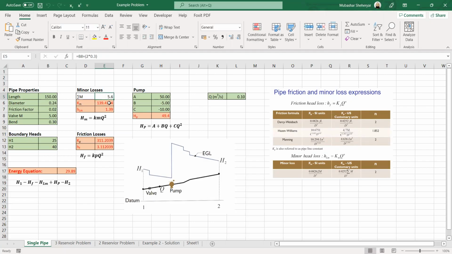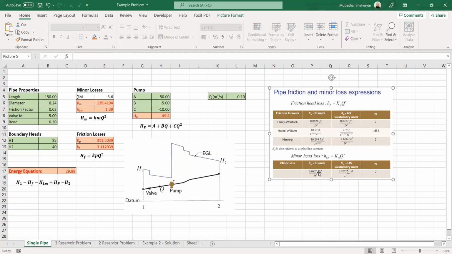So by using the minor losses equation, 0.0826 into the sum of minor losses divided by the diameter raised to power 4, we get this value. This is basically the coefficient of minor losses, computed by this equation, and based on this equation we can calculate the minor losses that occur.